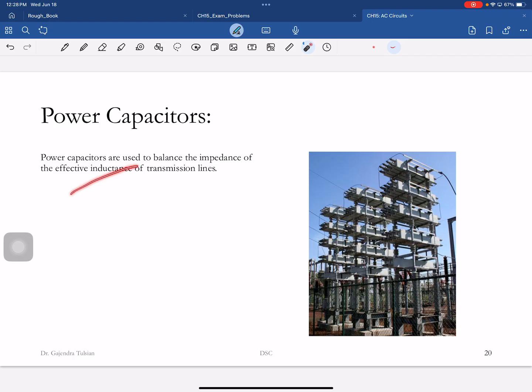Right, so power capacitors are used to balance the impedance of the effective inductance of transmission lines. So that's to make the phase factor 0. You guys have seen this in your town? Yep.